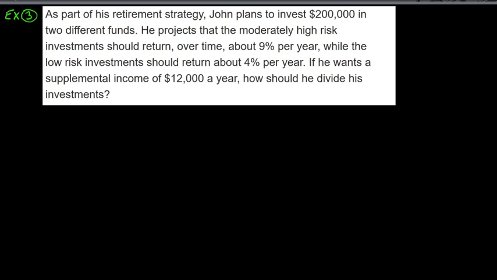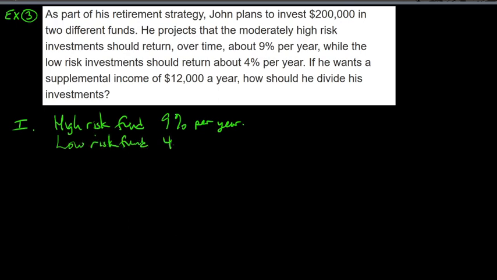Okay, well, let's go through this step by step. First step is to understand the question, right? So how should John divide the investments? So there's two different funds. There's the high risk fund, moderately high risk, which gets 9% per year return on investment. And then the low risk fund gets 4% per year.